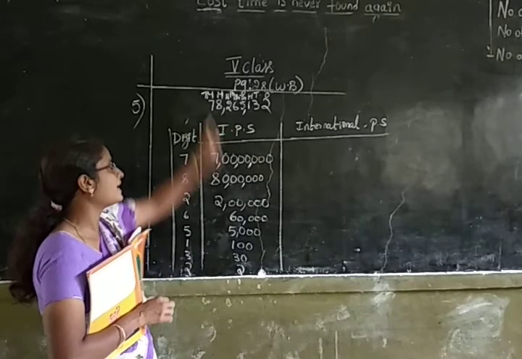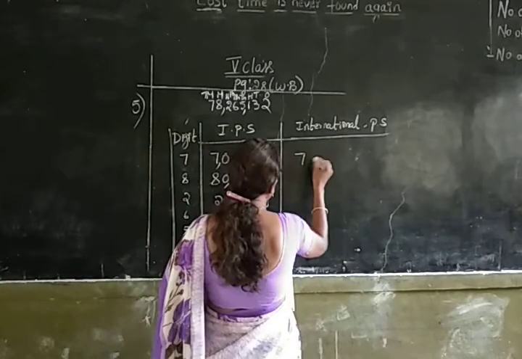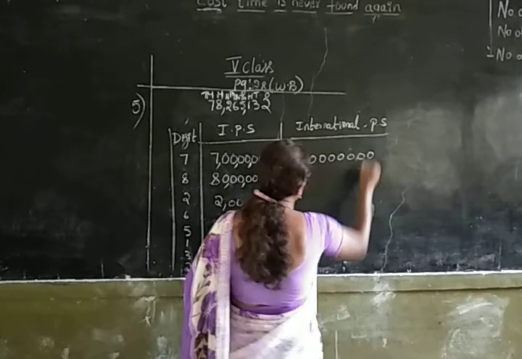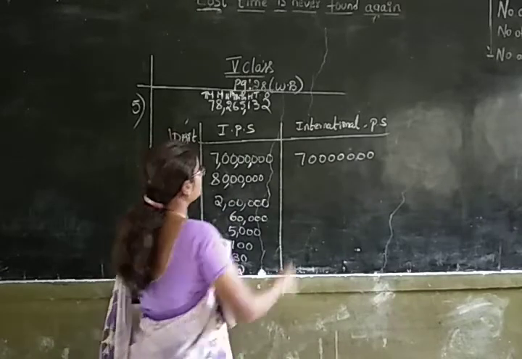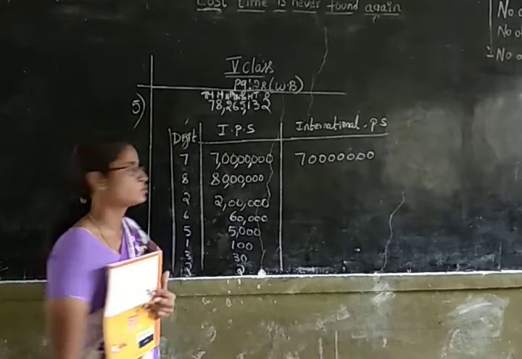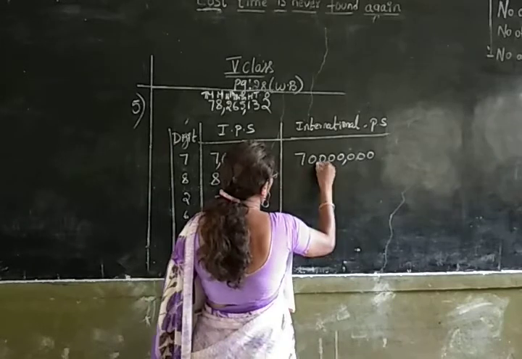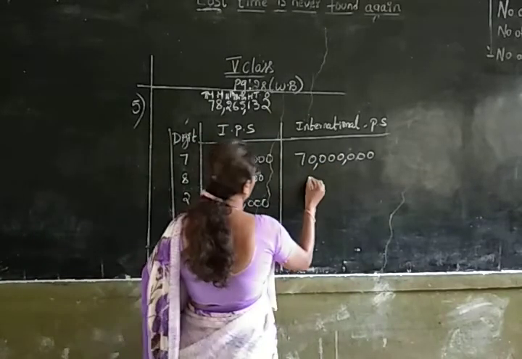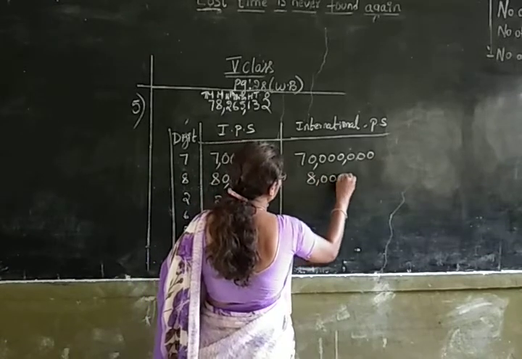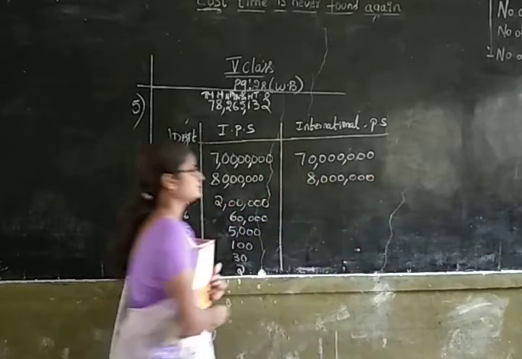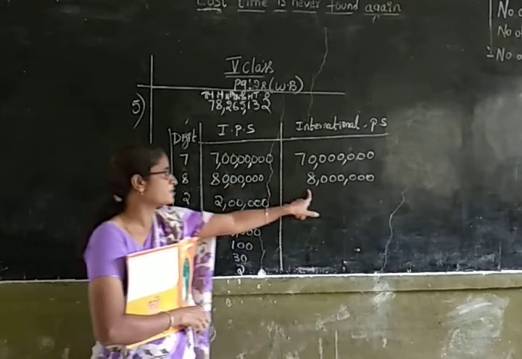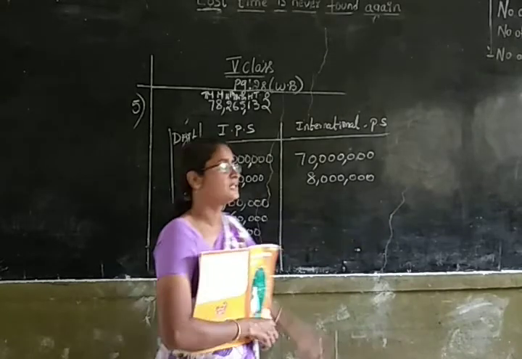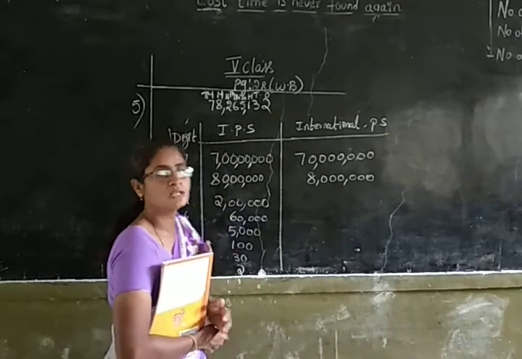7 is in 10 millions place. So you have to place 7 zeros after 7. So its place value is 70 millions. Okay. 8 is in millions place, so its place value is 8 millions. You have to place 6 zeros after 8 and you have to place the commas after 3 numbers.